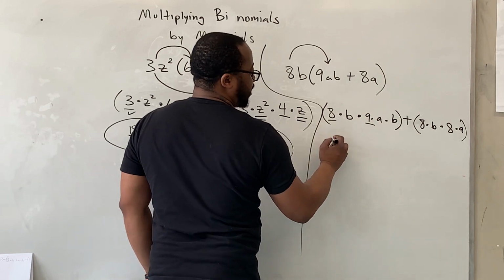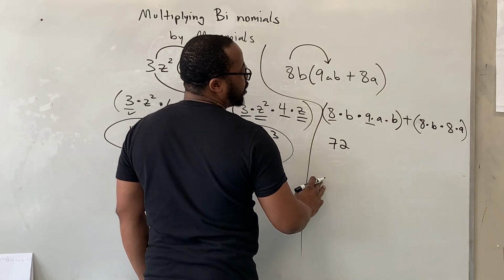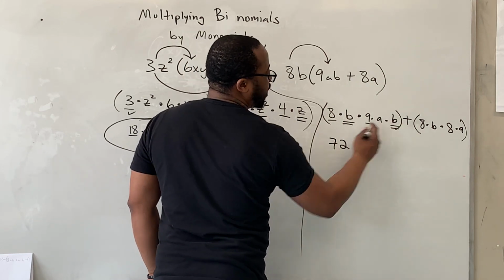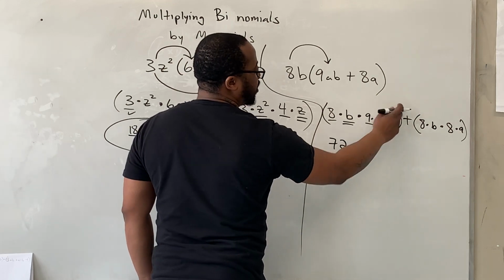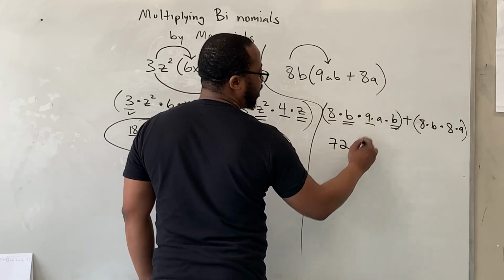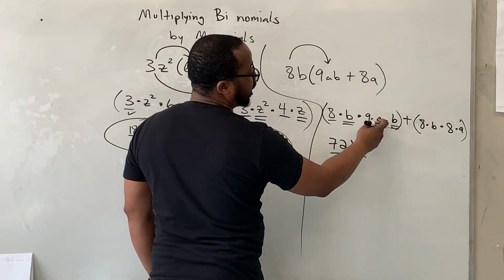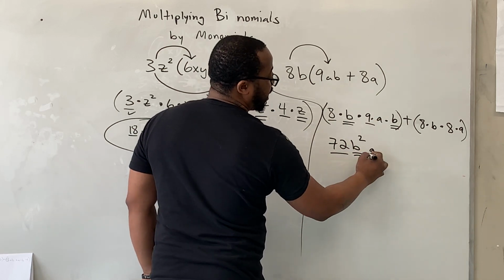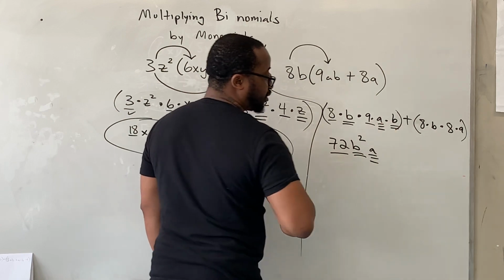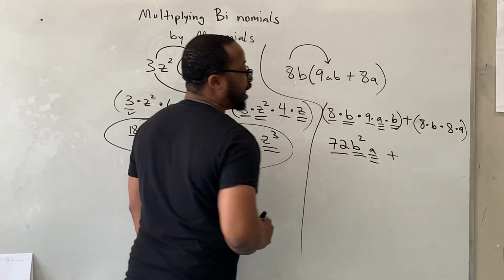8 times 9, that makes 72. Now we have 2 b's here, b and b, because there's no powers, that means they're automatically 1. 1 and 1 is going to be b2. Okay, and the last thing left is just a. Okay, then we're just going to do plus.